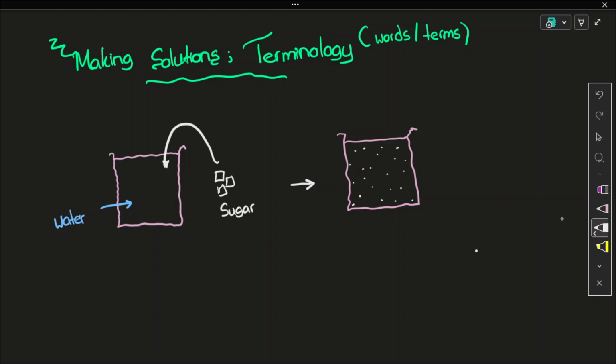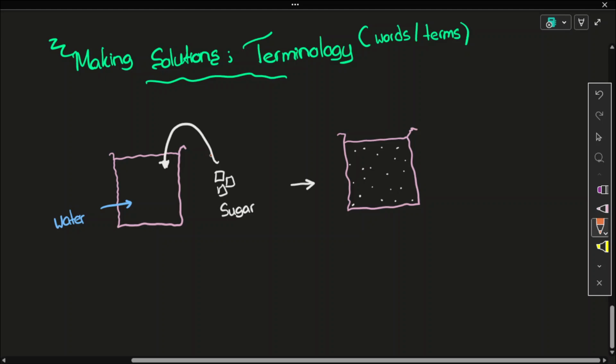Now here, when referring to the solution, we would always have to say, oh, water, oh, sugar, now they are mixed and so on. That's not the chemistry way of handling things. How exactly do we do that? It's like this.